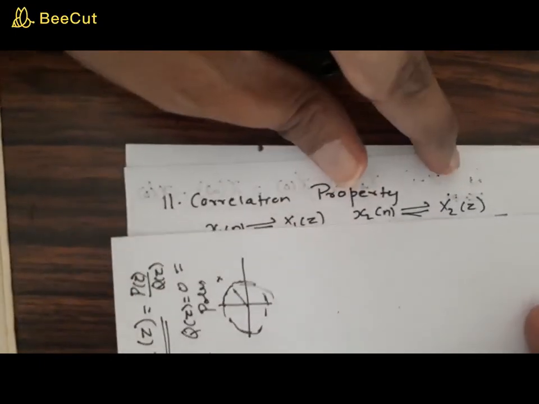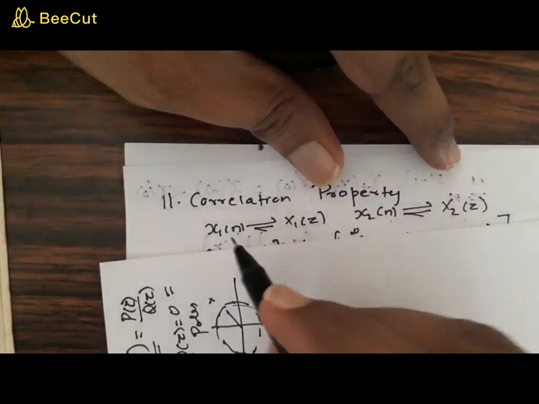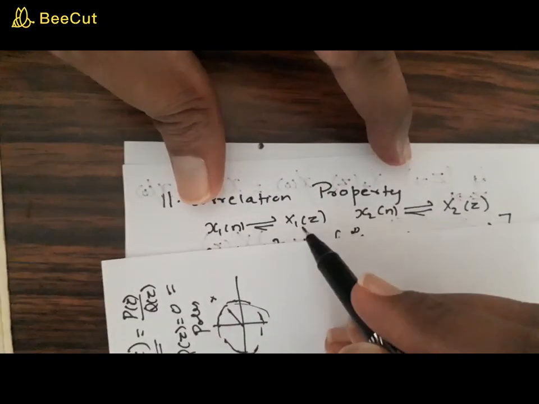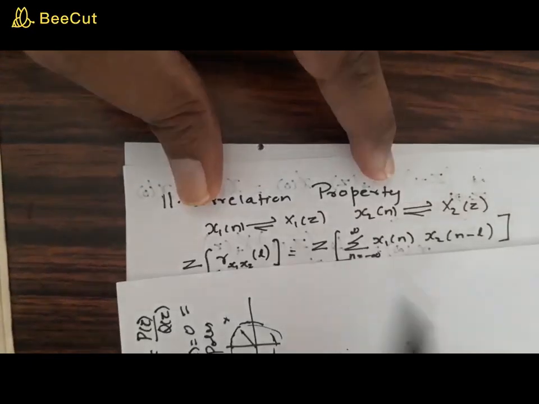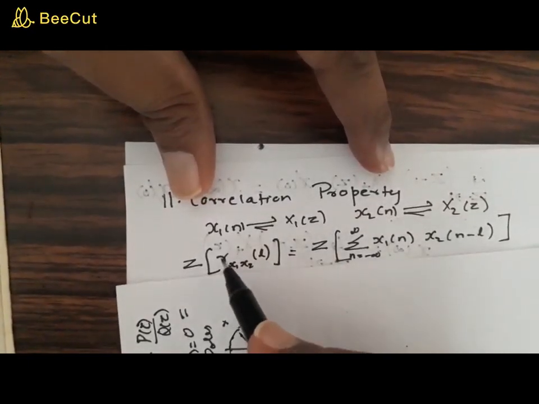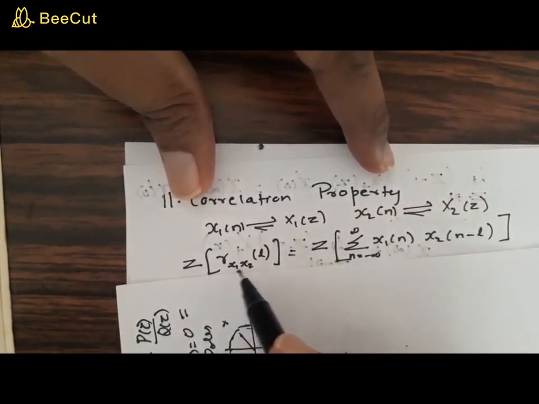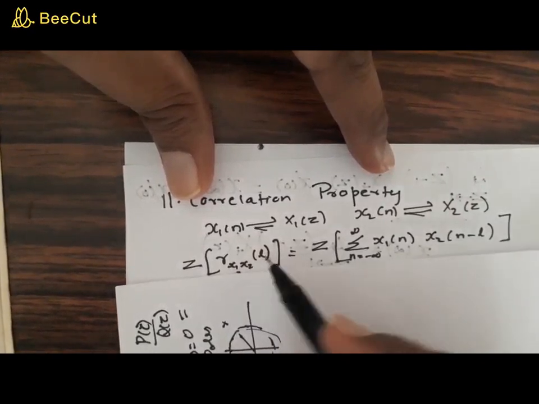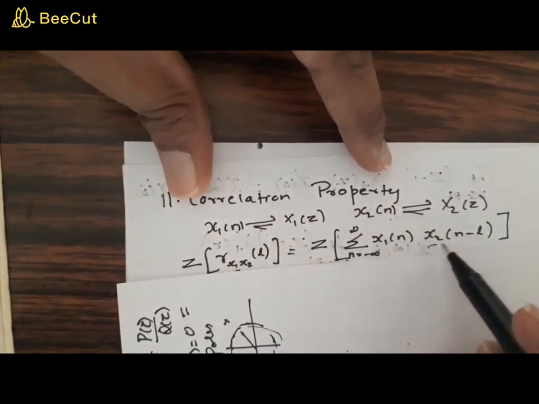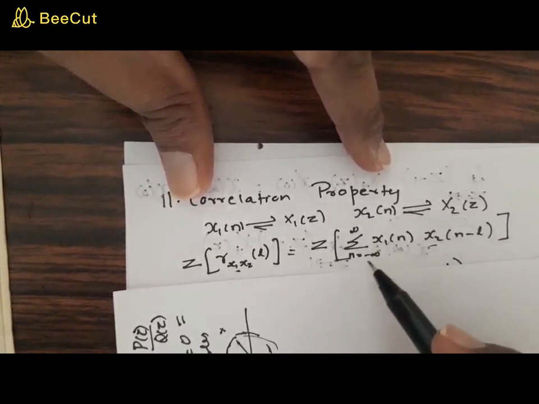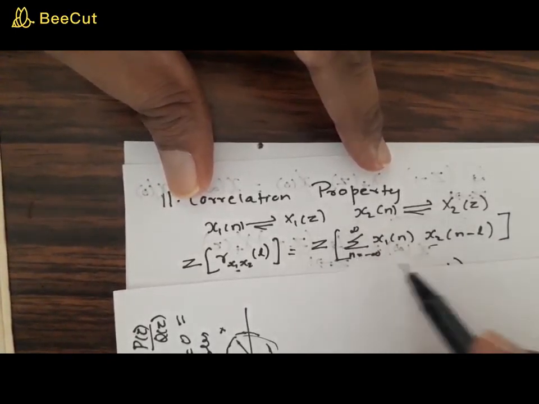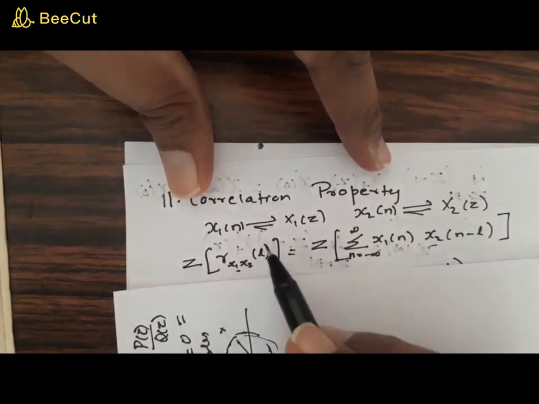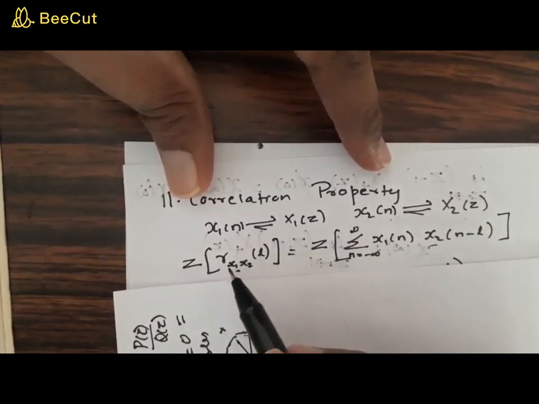Okay, now the next property is the correlation property. That's the 11th property. You have x1 of n whose z transform is X1 of z, x2 of n whose z transform is X2 of z. Then what is the meaning of correlation? This is cross correlation, r x1 x2 of L, where L is the time lag. This is the expression of correlation which we have seen earlier: sigma n is equal to minus infinity to infinity x1 of n into x2 of n minus L. So this is going to be a function of L. That is what is called the cross correlation.